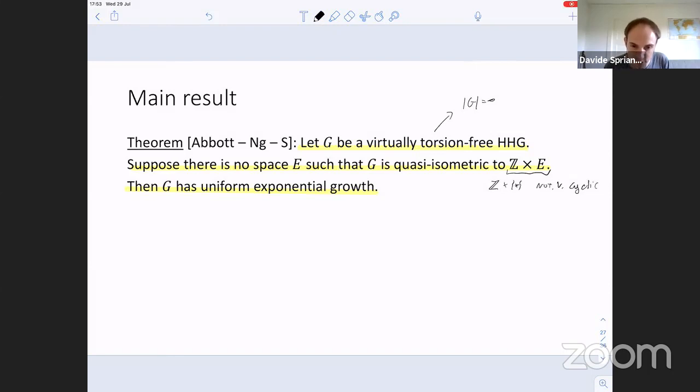Someone says that virtually torsion-free does not imply infinite. Oh, right, because the trivial group is torsion-free. Sorry, okay, then I think this is exactly how we state it in the paper. So we are saying something which is strictly speaking wrong, but let's add infinite. I always forget that the trivial group is not infinite.